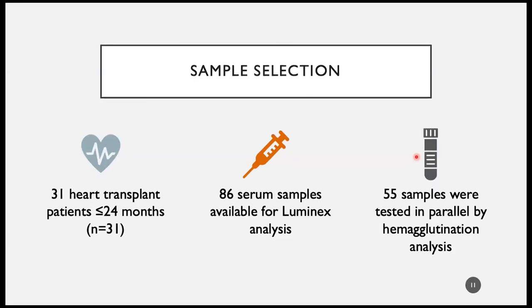Now moving on to our methods, our study consisted of 31 heart transplant patients who had pre-transplant serum samples that were less than or equal to 24 months of age. Patients had multiple samples, which means we had 86 samples for Luminex analysis, and we were also able to run hemagglutination in parallel on 55 samples that had enough volume.